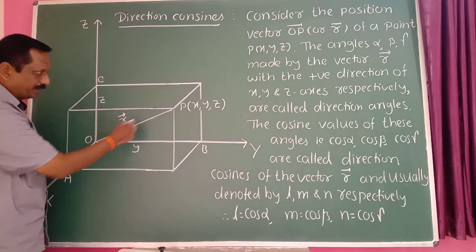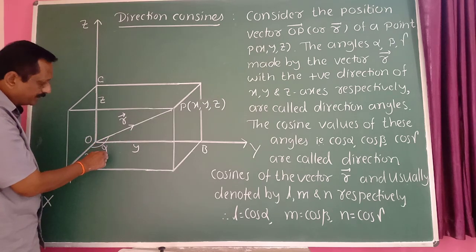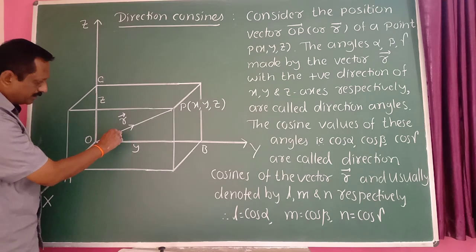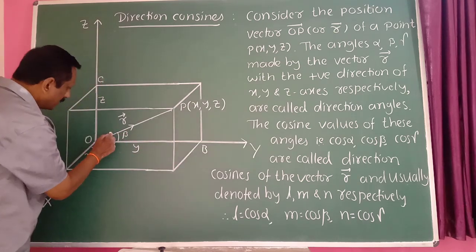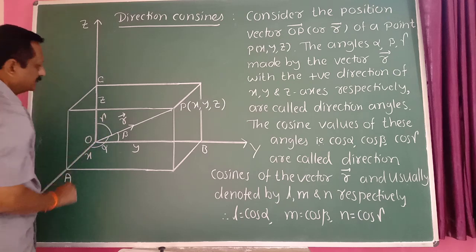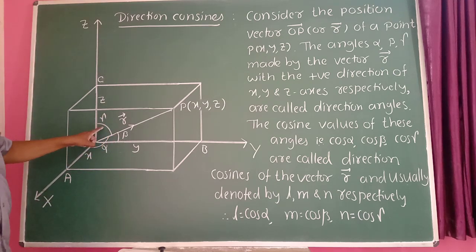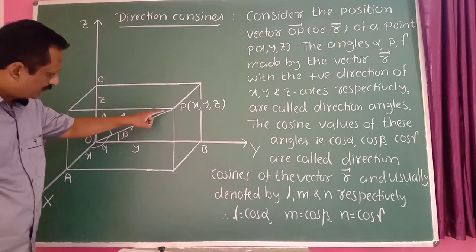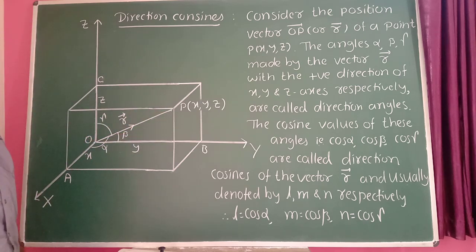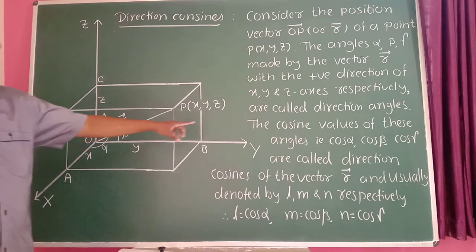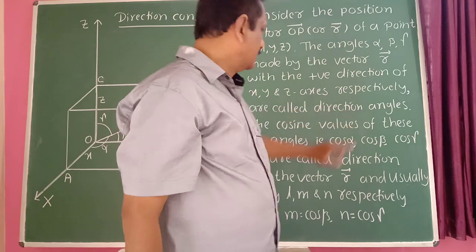Here this vector OP makes angle alpha with the x axis, beta with the y axis and gamma with the z axis. Alpha, beta and gamma are the angles made by this vector OP with the x axis, y axis and z axis respectively. These are called direction angles.